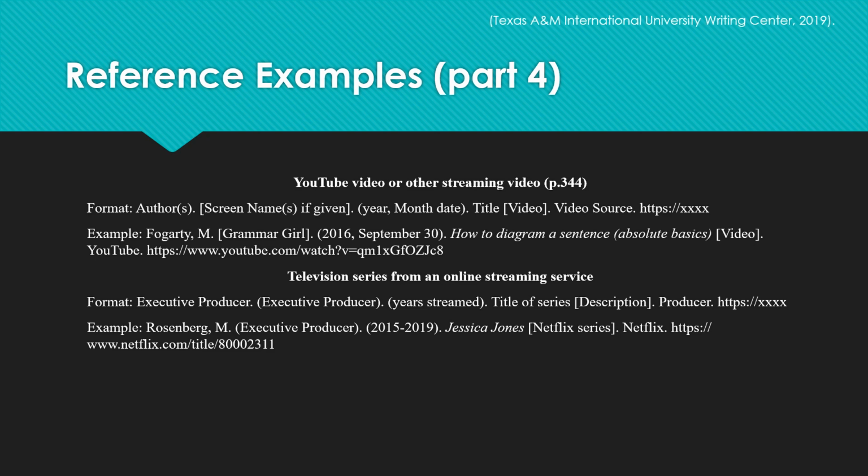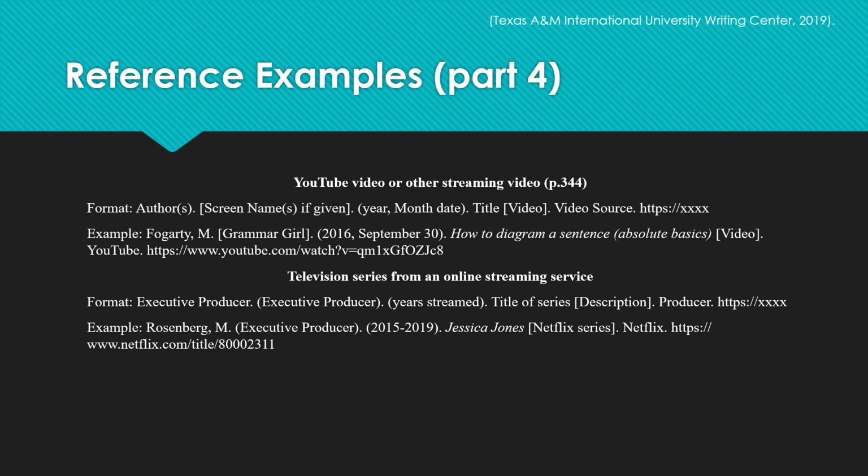For a television series from an online streaming service, you would include the executive producer, and you would indicate that's the executive producer by putting that within parentheses following that person's name, the years it was streamed, the title of the series, as well as the description of the series in brackets, and then the name of the producer, followed by a URL to access the video.